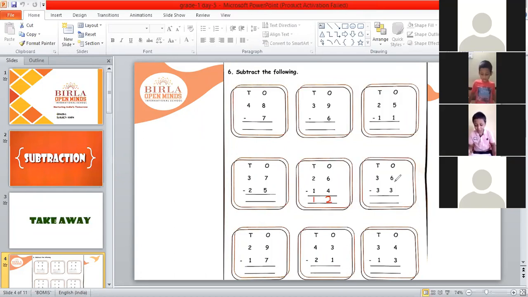So tell me, Arhan, how many fingers we'll take out to subtract numbers in ones place? 6 fingers. Show me your 6 fingers. 5 and 4 and 3. So 6 minus 3 is 3. So we'll write 3 in ones place. Okay. And in tens place, 3 minus 3, how much? 0. Very good. So what is the answer? 3. Yes, answer is 3. That's correct.